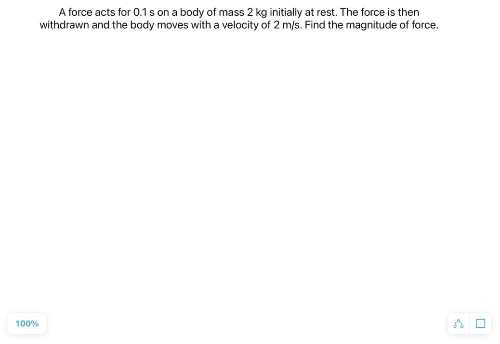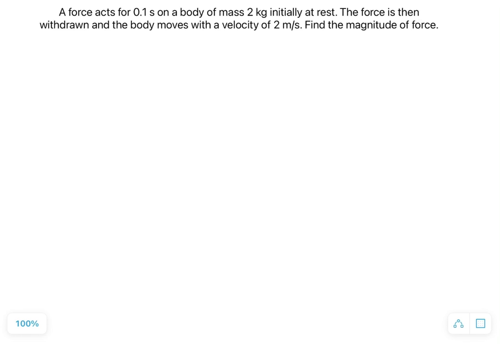A force acts for 0.1 second on a body of mass 2 kilograms initially at rest. The force is then withdrawn and the body moves with a velocity of 2 meters per second. Find the magnitude of force.